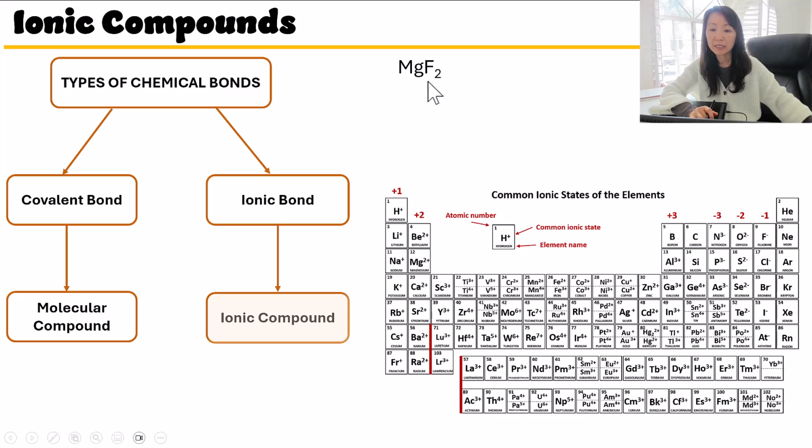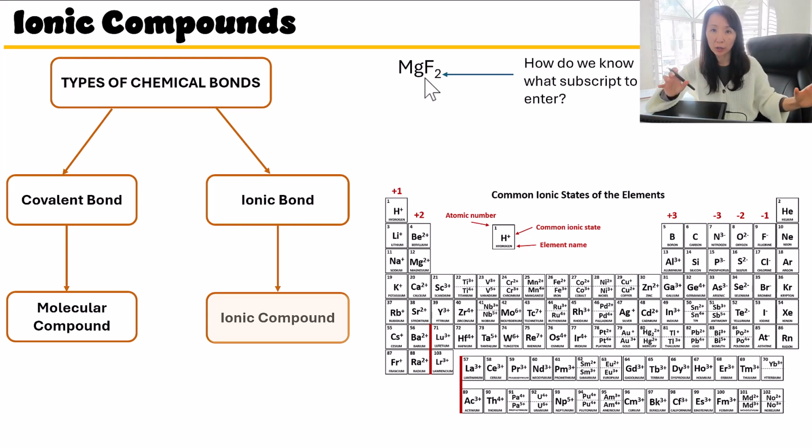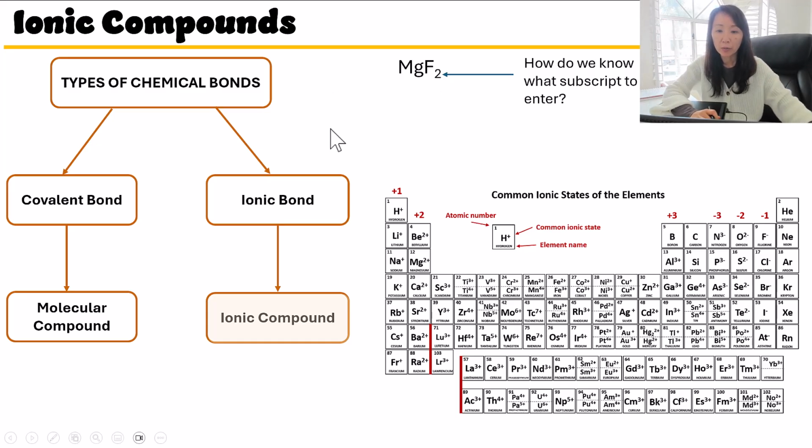Let's take that magnesium fluoride into consideration. How can we write an ionic compound? If it's magnesium fluoride, how do we know to put that 2 right there and nothing over here? Well, what subscript to enter really depends on what charge each carries when they're in a monoatomic form. Right now, they have combined together to form an ionic compound. But when they're separated, what were they before? Here's my magnesium and fluoride.